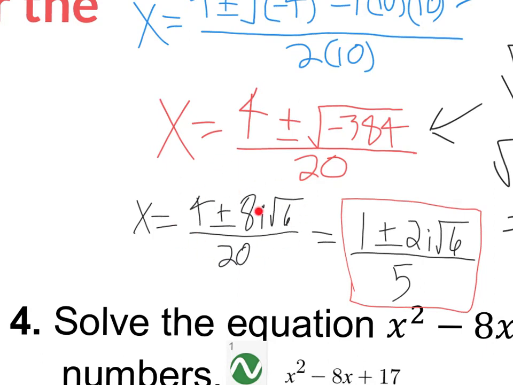Can 4 and 8 simplify by dividing it by 20? And yes, they can. All three of those numbers are divisible by 4. So 4 over 20 makes 1 over 5, and 8 over 20 makes 2 over 5. So my final answer here is 1 plus or minus 2i square root 6.